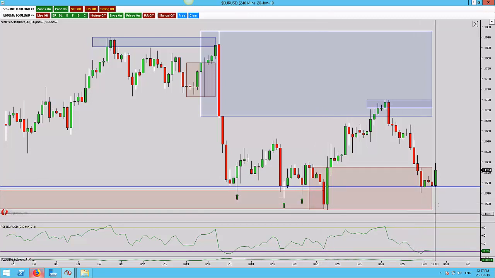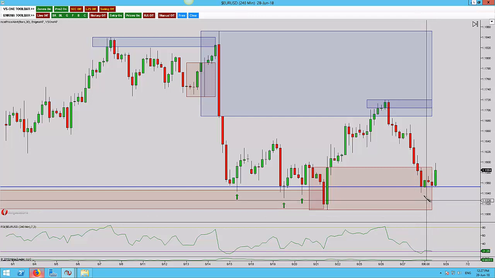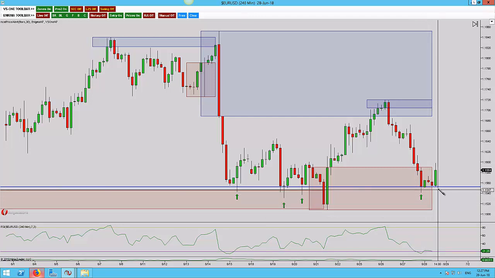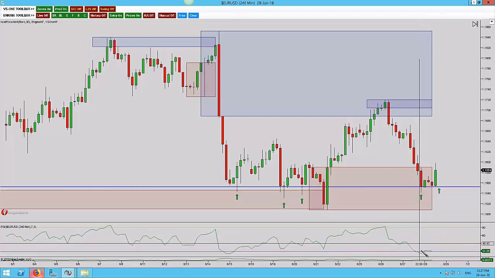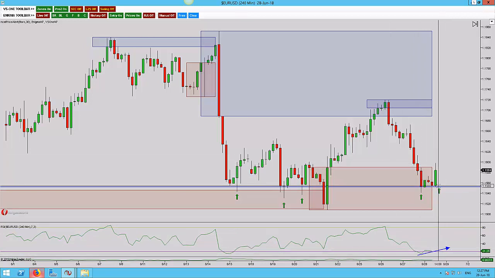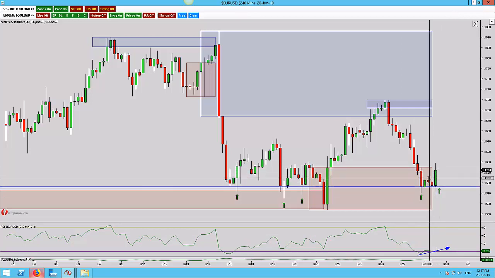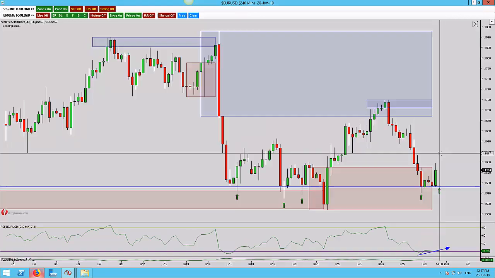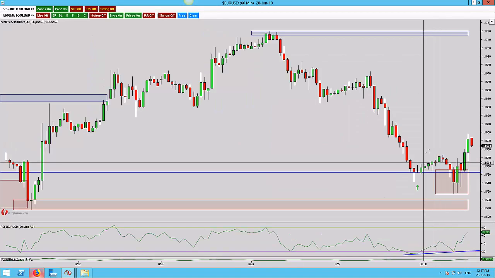And then as we look over here at our double bottom, we tested once, we tested again, we have divergence, and on the 4 hourly we haven't closed yet, but we've broken above the B point of the double bottom. So go down to the 60.